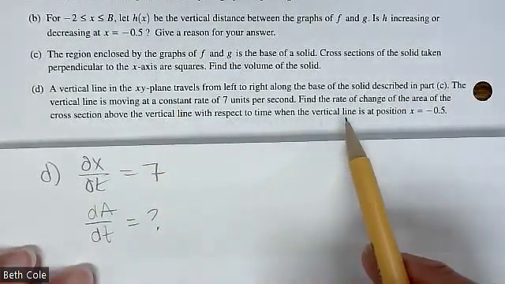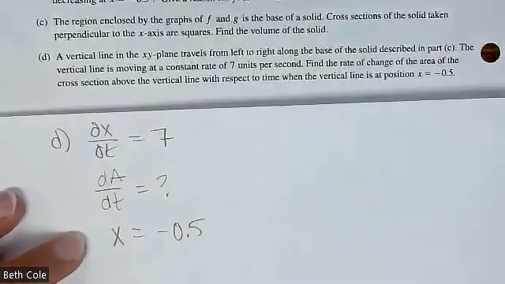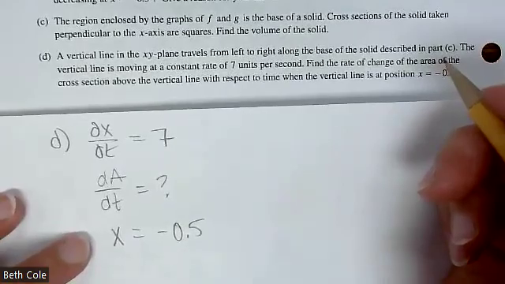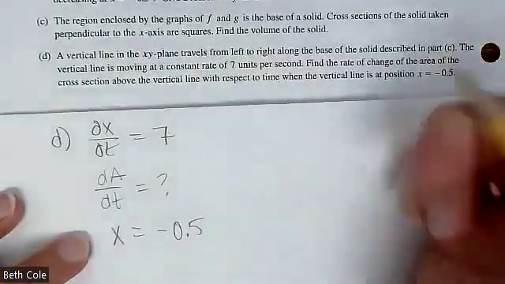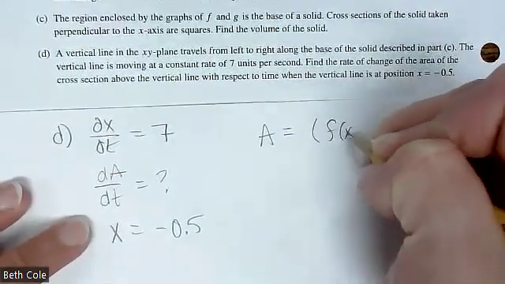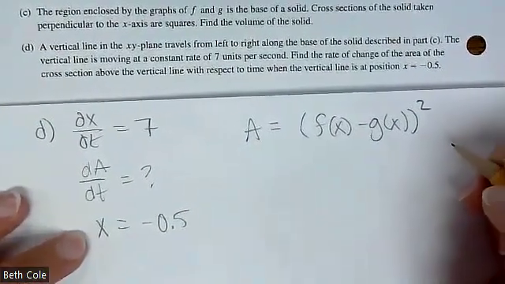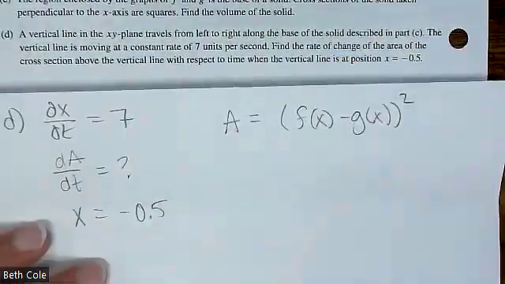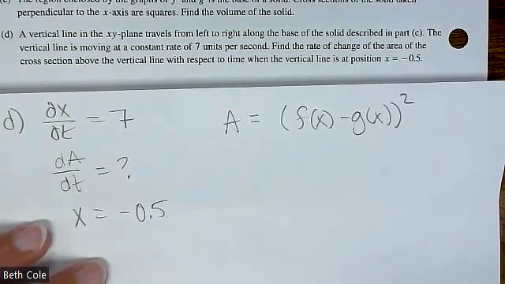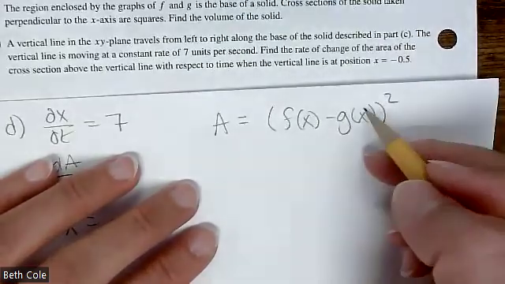The area above the vertical line with respect to time, when you are at position x equals negative 0.5. Oh gosh, I'm remembering this one. It's absolutely horrible. All right. Area is f of x minus g of x, squared. You said that correctly in part C. We already have that value. Oh, yeah, I guess you're right. You would go back and store that from part C, because you already have that.